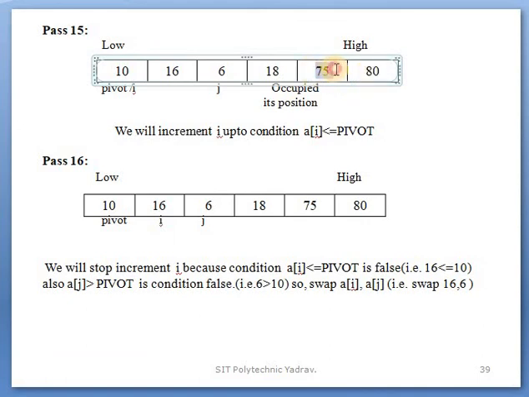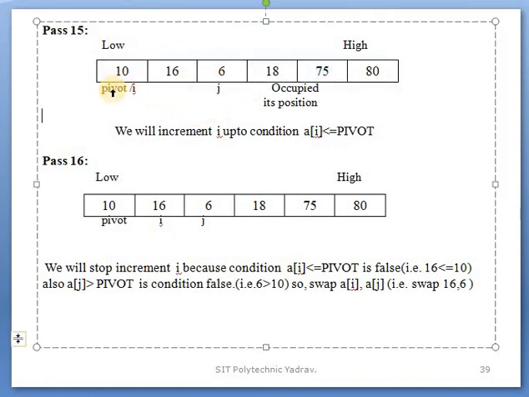75 has already occupied its position, so it is already sorted. Now we sort the left sublist. In that, the first element is considered as the pivot, I, and j is at the last position, because 18 has occupied its position. The sixth element position is where j points, meaning the last is the low and that is the high. The same condition is used. How to calculate high? j minus 1 is the high.